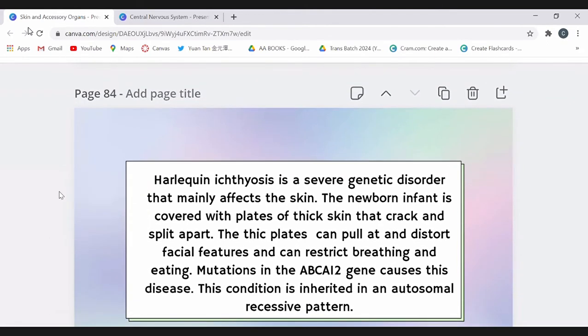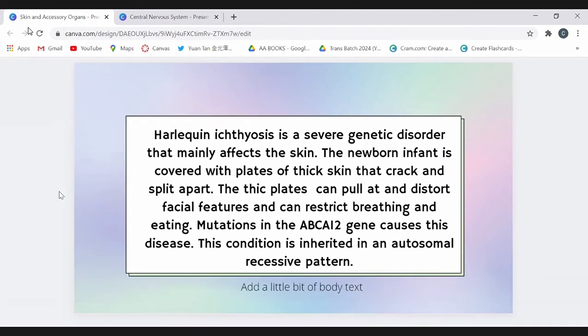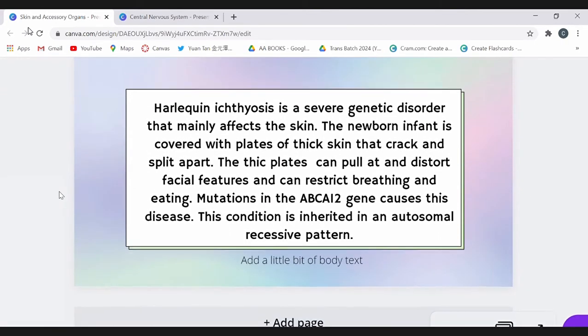Another example is Harlequin ichthyosis, which is a severe genetic disorder that mainly affects the skin. The newborn infant is covered with plates of thick skin that crack and split apart. The thick plates can blur facial features and can restrict breathing and eating. Next slide.